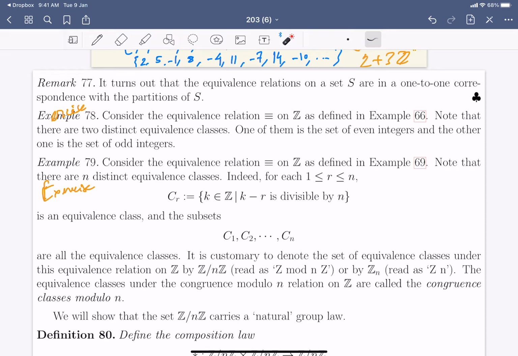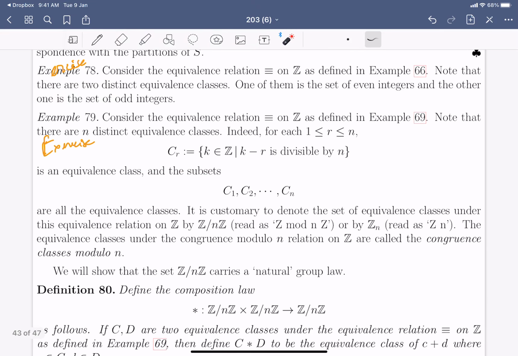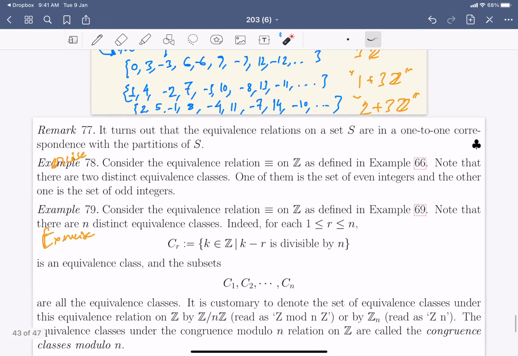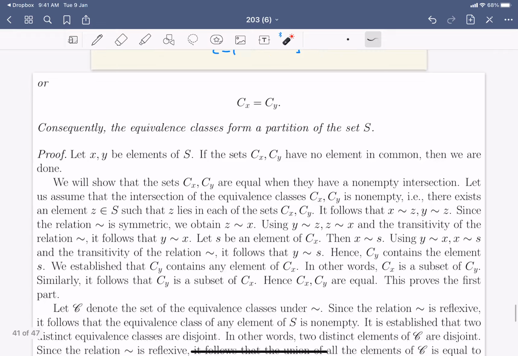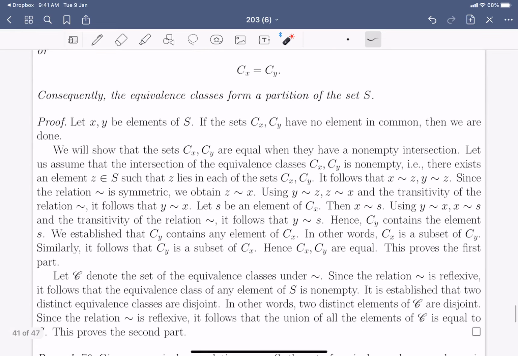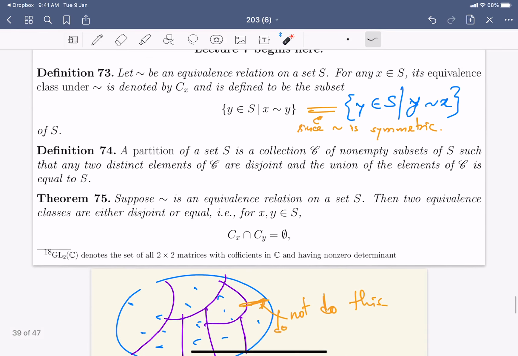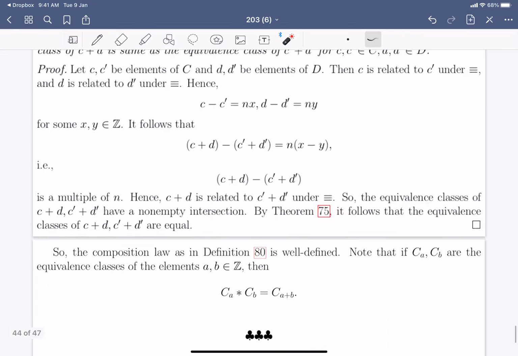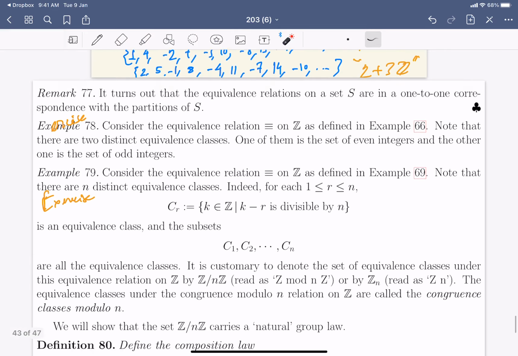So then one can show that this is an equivalence class, by the definition of equivalence class, and then one can show that these subsets are all the equivalence classes. Now the set of all equivalence classes, we have been denoting that by this curly C, right? In the proof we denoted it by curly C, and we know that it has to be a partition, so we had curly C in mind. But oops, we went too far ahead.